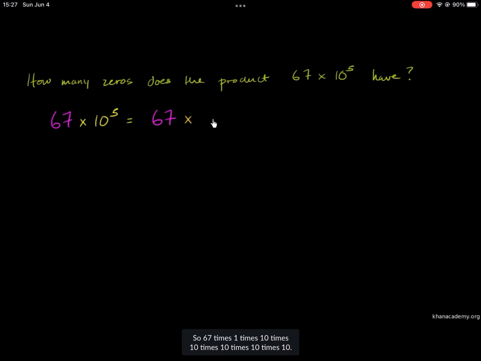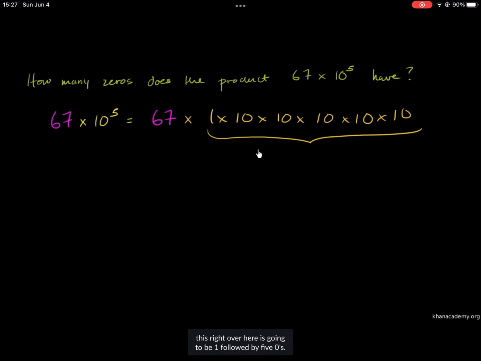So 67 times 1 times 10 times 10 times 10 times 10 times 10. And we already figured out exactly what this is. If you have 1 multiplied by 10 5 times, this right over here is going to be 1 followed by 5 zeros. 1, 2, 3, 4, 5. Or it's going to be 100,000. So there's a couple of ways to think about it.